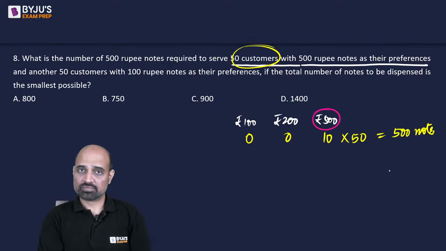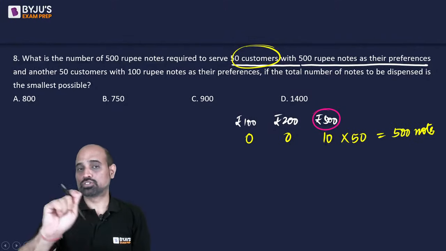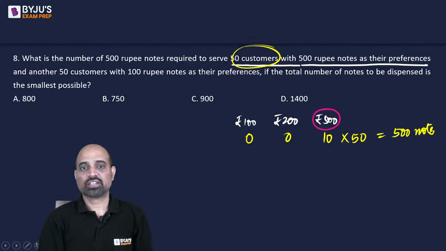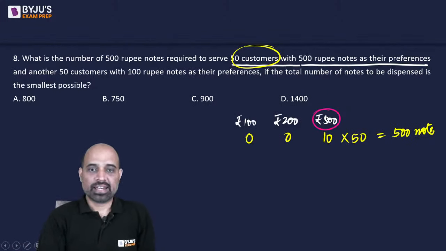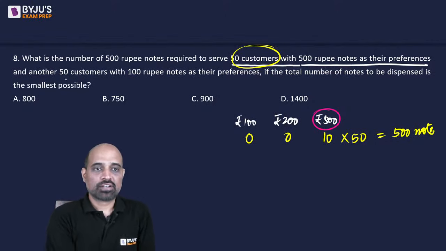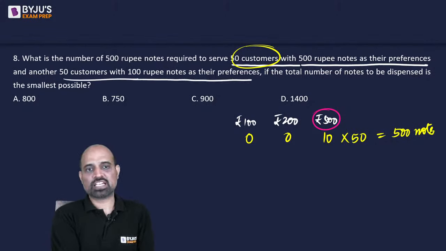500 rupees की. We need 500 notes. For each customer 10 notes. So for 50 customers 500. Okay. Next scenario is 100 rupee notes as their preference. Okay, 50 customers with 100 rupee notes.